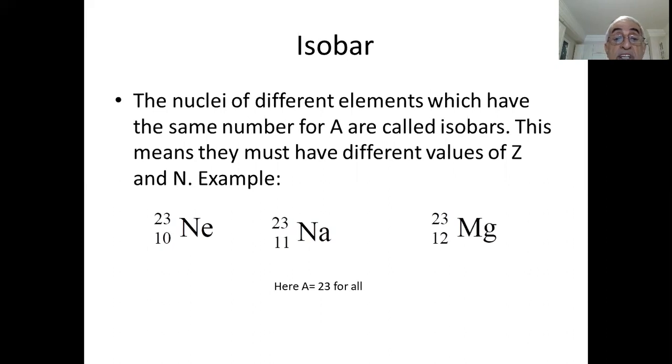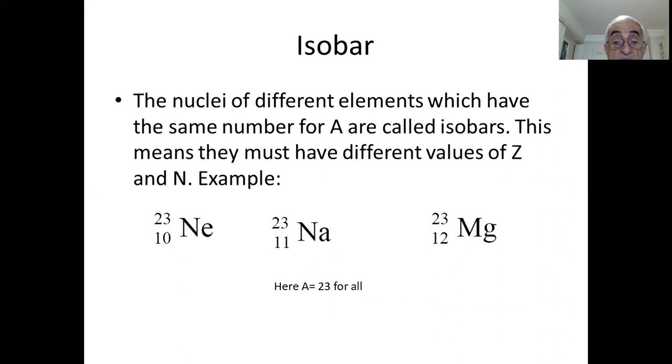Isobars. The nuclei of different elements which have the same value of A are called isobars. This means they must have different values of Z and N. Example: Ne, neon 10 by 23, it means it has 10 protons and 23 minus 10, 13 neutrons.